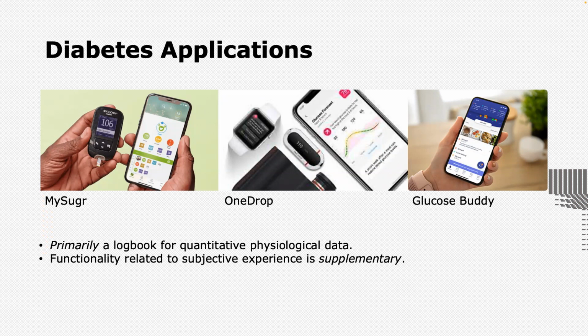In our analysis of these applications, we can see that they primarily focus on the quantitative physiological data that is gathered from blood glucose measurements. This is visible in the dominance of graphs and numbers, for example. We can also see that there is a functionality that allows people with diabetes to note down their behavior and mood. However, this is really supplementary functionality. In this work and design research, we want to challenge this and also make aspects related to subjective experience the focus of attention.